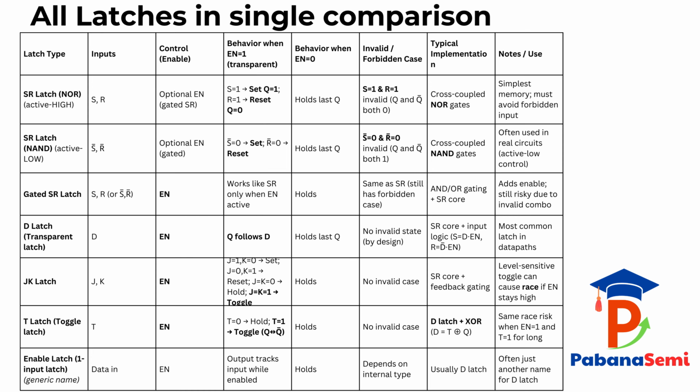So, in summary, SR latch is the simplest but has an invalid state. D latch removes the invalid state and is widely used. JK latch replaces the invalid case with toggle. T latch simplifies toggle behavior. Each latch builds on the previous one to improve reliability and functionality in digital systems.